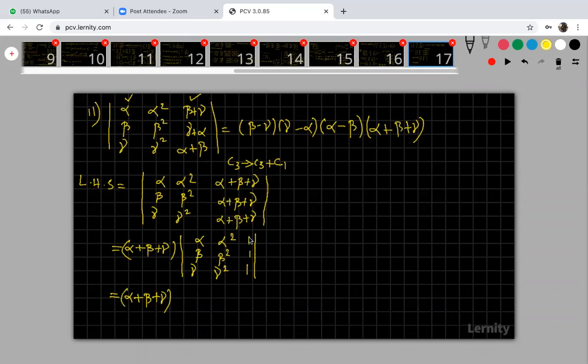Right, now if you are getting 1, 1, 1, then I have already told that if you get any one row or one column as 1, 1, 1, we can easily apply the R2 minus R1 or C2 minus C1 logic, make it 1, 0, 0, and expand the determinant, and you will get the answer. Right, I'm going to apply that R2 minus R1. Here it is alpha, alpha square, here it is 1.